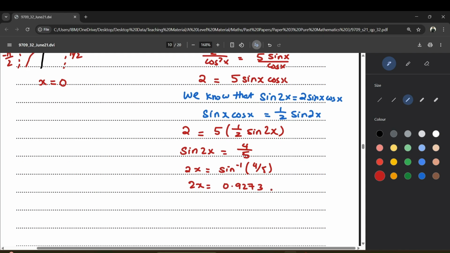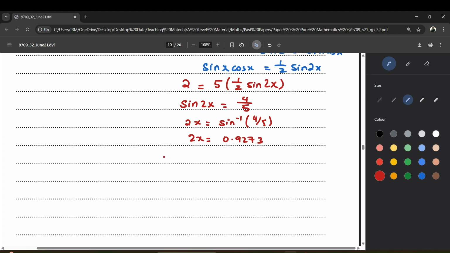0.9273. Okay. Now the given range is that x is between minus pi upon 2 and pi upon 2. The new range, because we have to modify the range, right? So we have to modify the range for 2x. So that will be minus pi till pi.